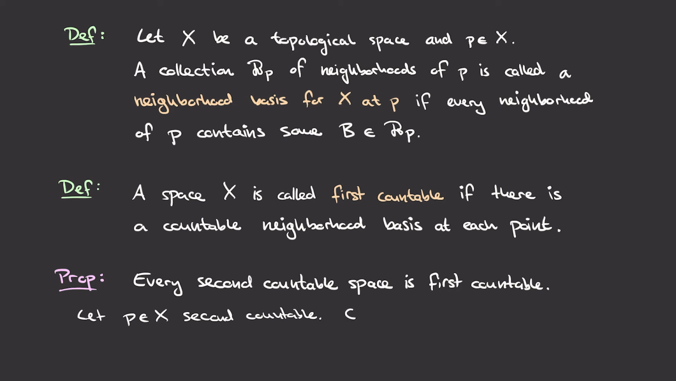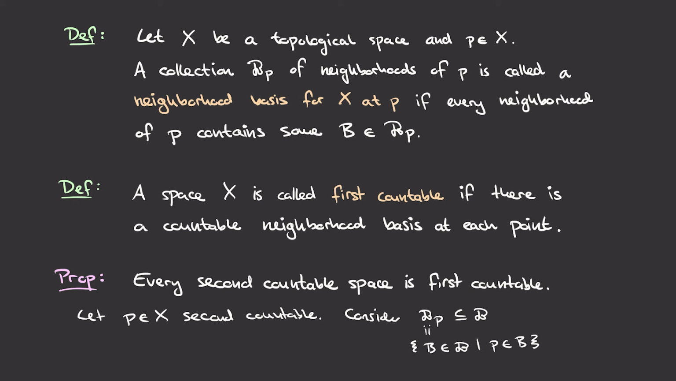And now we consider the collection BP, which is going to be a subset of a countable basis B, and this BP is going to be defined to be the set of all basis elements in our countable basis B, such that P lies within the basis element B. So essentially we're just restricting our basis to those elements that contain the point P.